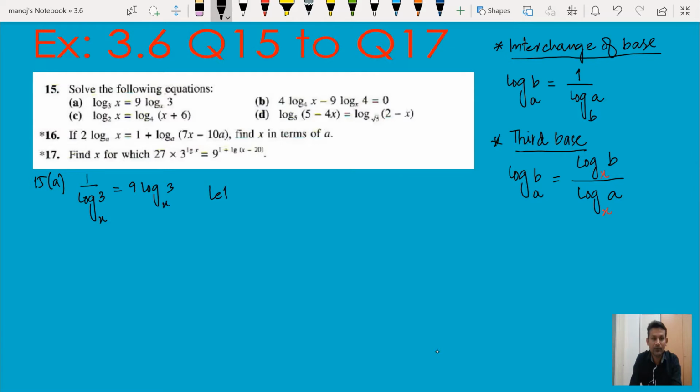So what we can do, suppose let log base X of 3 is equal to y, and when we put the value, 1 upon y is equal to 9 and y.